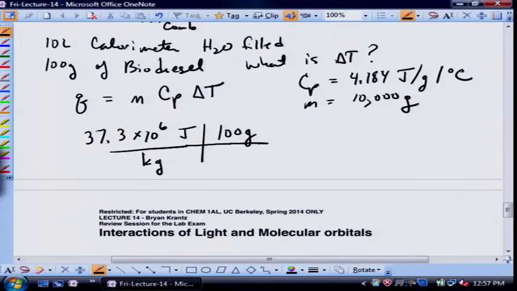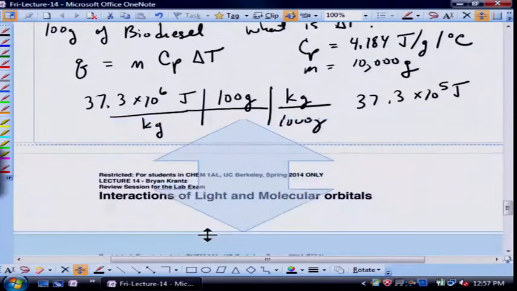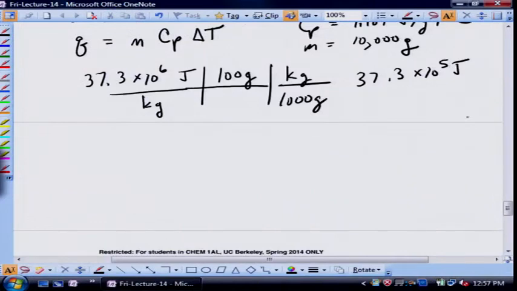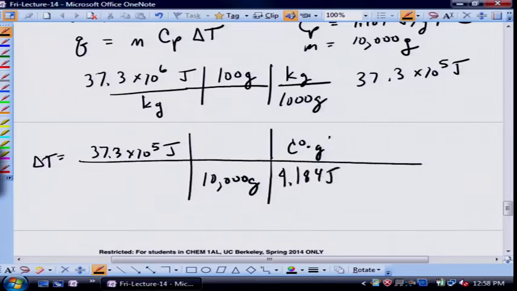We burned only 100 grams. There's 1,000 grams per kilogram. So that'll give us 37.3 times 10 to the 5th joules. Okay. And now we can just plug and chug that into our equation there. So delta T is equal to 37.3 times 10 to the 5th joules. And we'll have 10,000 grams of water. And we'll have our joule per degree Celsius per gram written upside down.